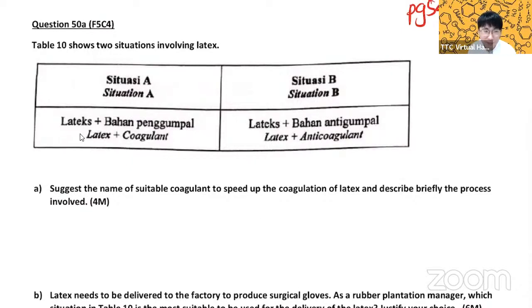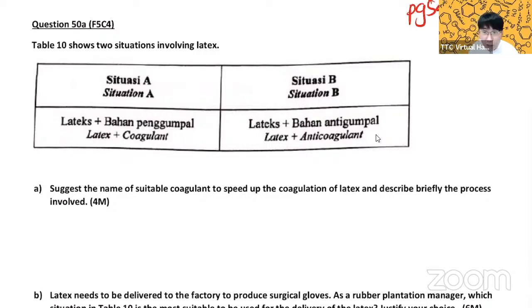Okay. So what makes your latex coagulate faster? If you think about it, latex coagulates due to what? Due to acid, correct, the acid bacteria in air. So if you want to make it coagulate faster, add acid. If you want to add an anticoagulant, it's alkaline. And how do you describe coagulation? In latex, the rubber particles are usually surrounded by a membrane with negative charge.